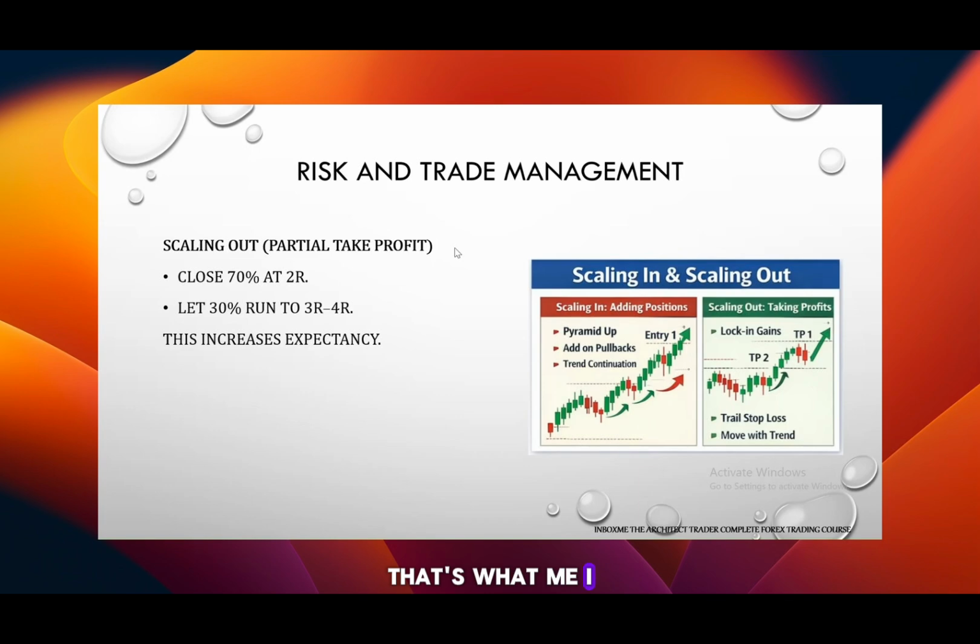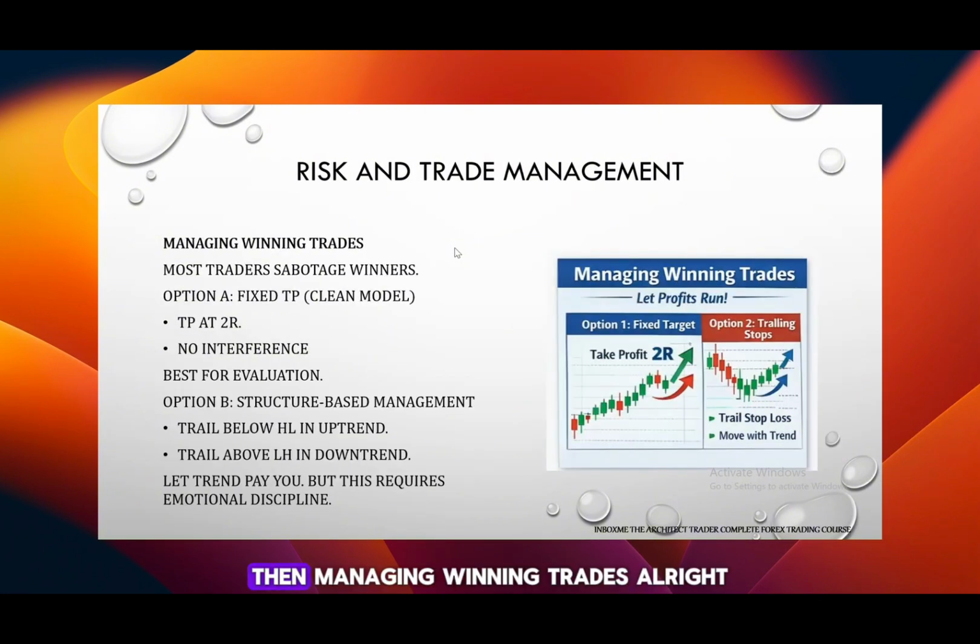So scale out is partial take profit. That's what I do personally, right? So maybe when I get to 2R, you can close 70%, or you can close 50%. Then you leave the remaining to run to maybe 3R or 4R. You understand? It's basically just trying to maximize the energy of your trade. So this increases expectancy.